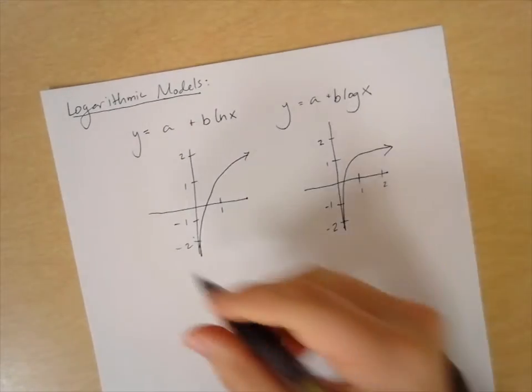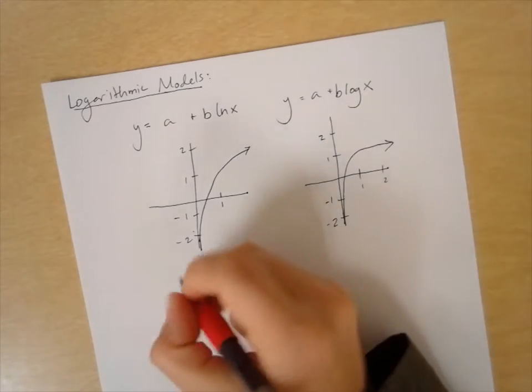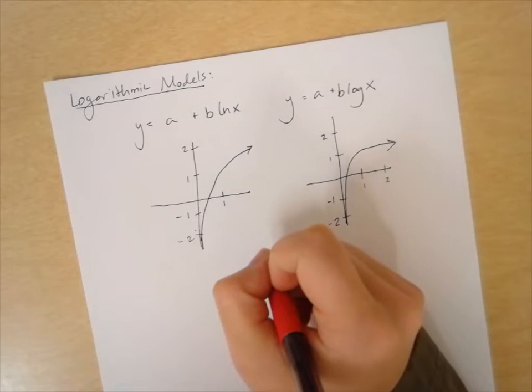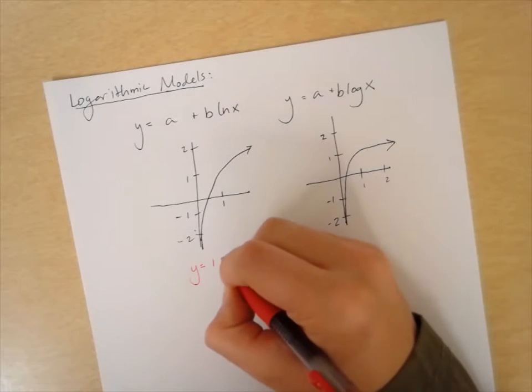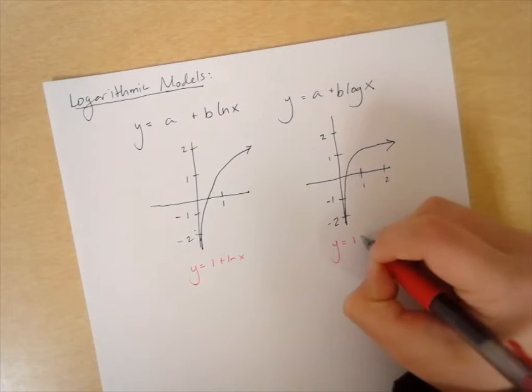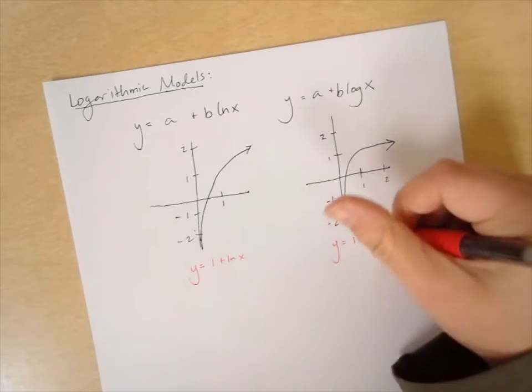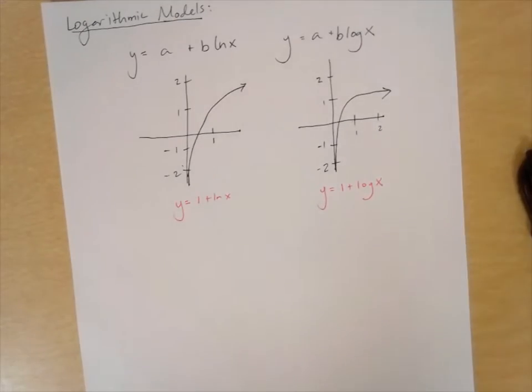Alrighty. And this is when we are using 1 for A and for B. So this is when y equals 1 plus natural log x, and this is when y equals 1 plus log x. Okay. So what we're going to do is jump right into an application of this type of model.